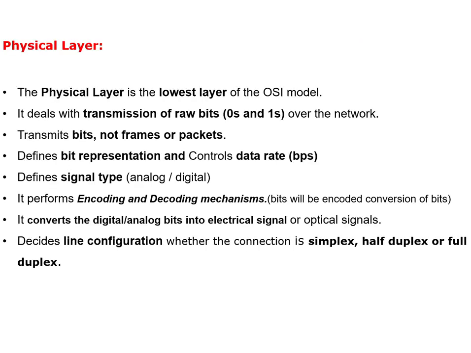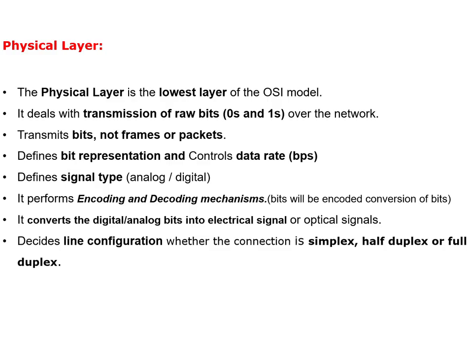Coming to the first one, the physical layer. It is the first layer in the OSI reference model, that is the bottommost layer. The physical layer is the lowest layer in the OSI reference model. The main objective of the physical layer is to transmit the data in the form of bits, that is, in terms of zeros and ones. Over a network communication, the data should be transmitted as zeros and ones in the form of bits. The physical layer handles bit representation and controls the data rates. That is also one of the major functionalities of the physical layer.